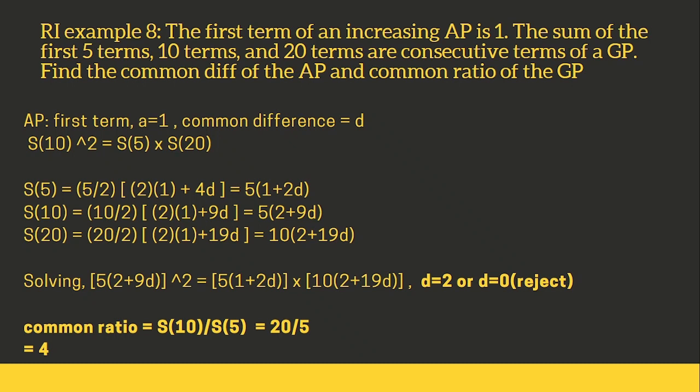Then solving, you'll get either d equals 2 or d equals 0. And we reject 0 because if that's the case, all the terms will be the same, but it cannot be the same because there's a GP involved. And so we take d equals 2, and our common ratio is just going to be S10 divided by S5, or it can also be S20 divided by S10. You still get the same number, which in this case will be 4.